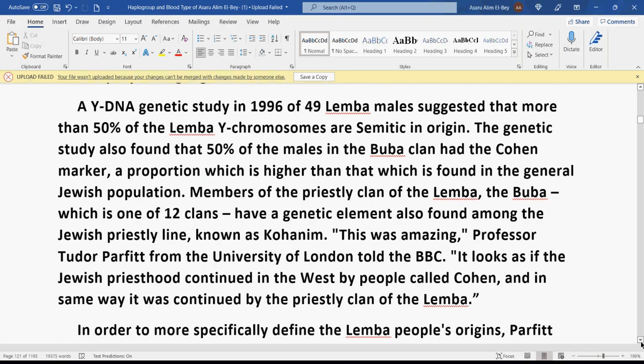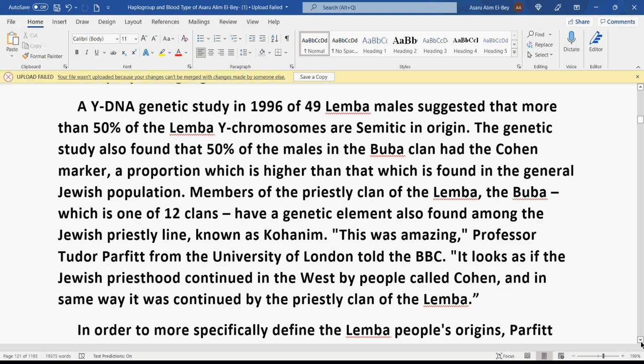A Y-DNA genetic study in 1996 of 49 Limba males suggests that more than 50% of the Limba Y chromosomes are Semitic in origin. The genetic study also shows that 50% of the males in the Buba clan had the Kohen marker, which means the high priest. In other words, they were Levites. This is the Levite priesthood that we're talking about right here, a proportion which is higher than that which is found in the general Jewish population.